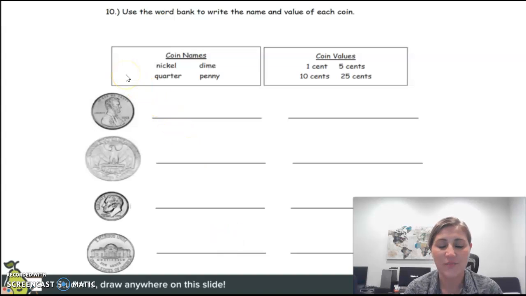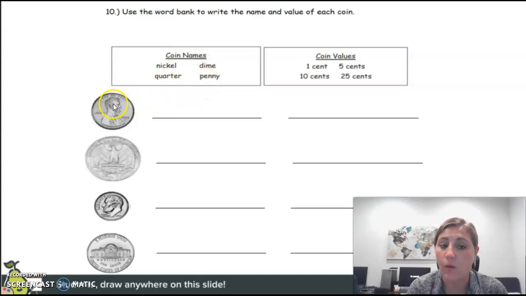This is your last problem. Problem 10. Use the word banks to write the name and the value of each coin. So we've got 4 different coins here. On the first line, you're going to write the name of the coin. So in the word bank up here, you've got nickel, dime, quarter, and penny.